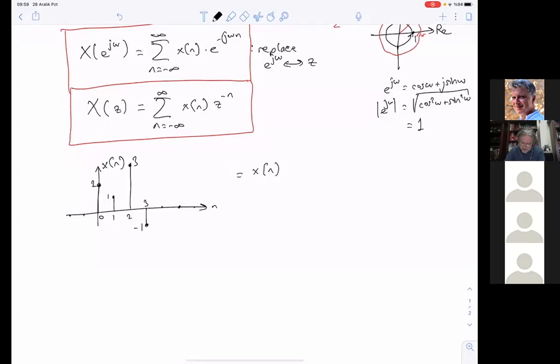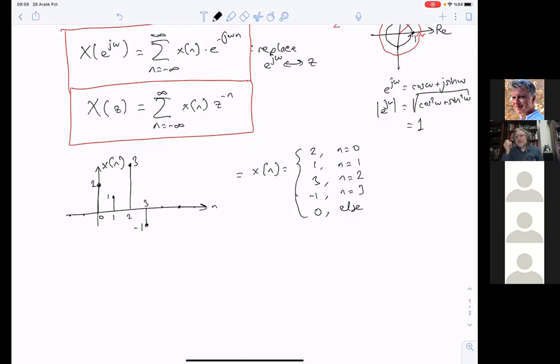We can write it like x of n is equal to 2 when n is equal to 0, 1 when n is equal to 1, 3 when n is equal to 2, minus 1 when n is equal to 3, and 0 else for all other n values. It's not a very analytical way of doing it, but you can also plot it. It's just the signal itself, and I'm representing it like this.